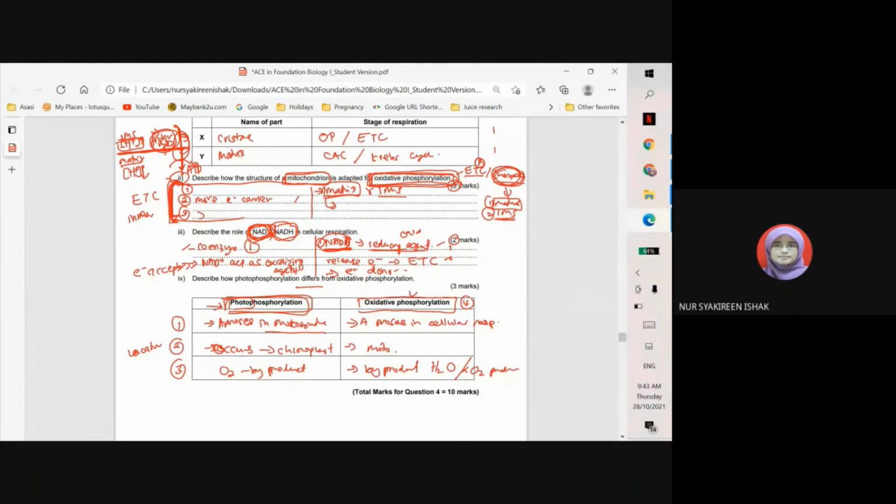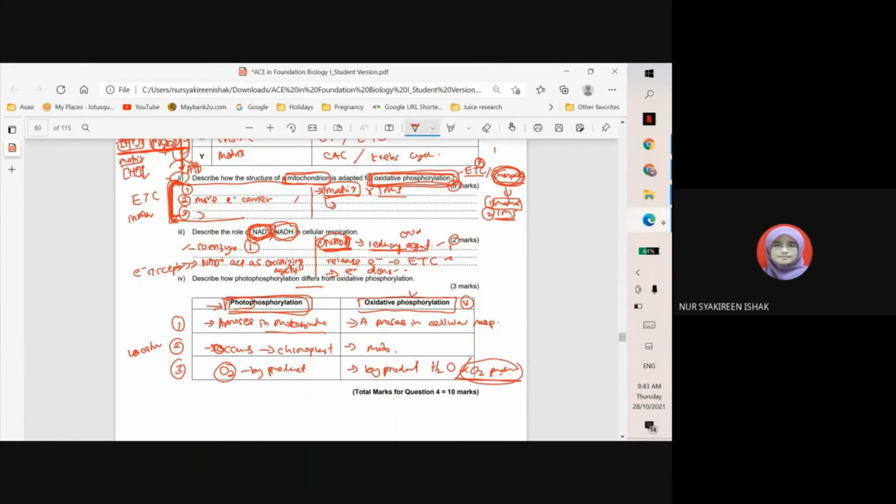Cuma saya tak prefer perbezaan. Okay, ini ada, sebelah tak ada. Macam tu saya tak prefer, tapi in this case it is also accepted. Okay. So kalau photophosphorylation menghasilkan oksigen, kalau oxidative phosphorylation tak menghasilkan oksigen ataupun menghasilkan byproduct which is water.